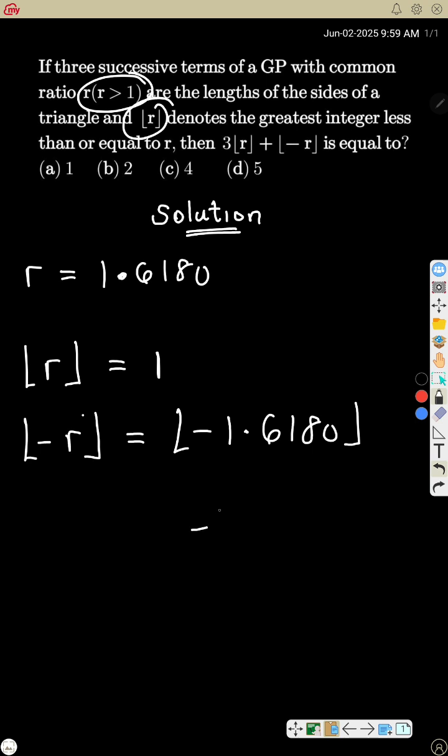Because if we say minus 1, then it's bigger than this. So the floor of this will now be minus 2, because minus 2 is less than this. So you go with the immediate number that is less than what you have. So that is the floor function.